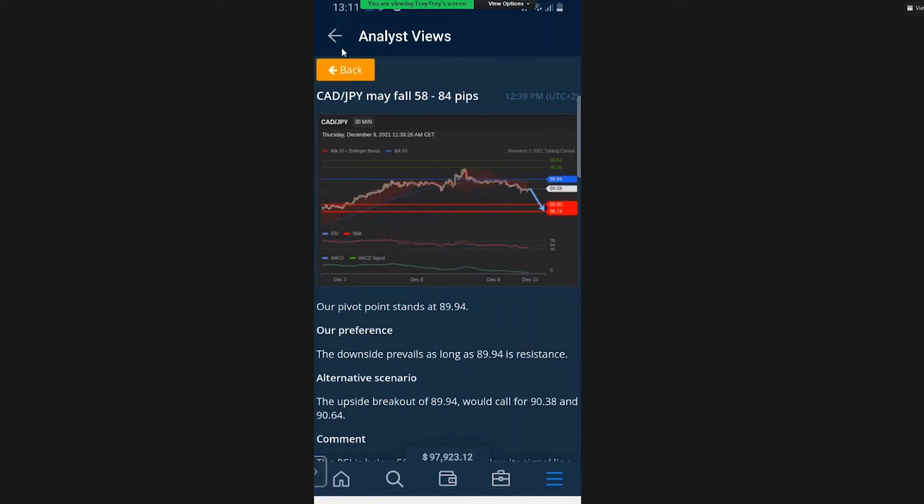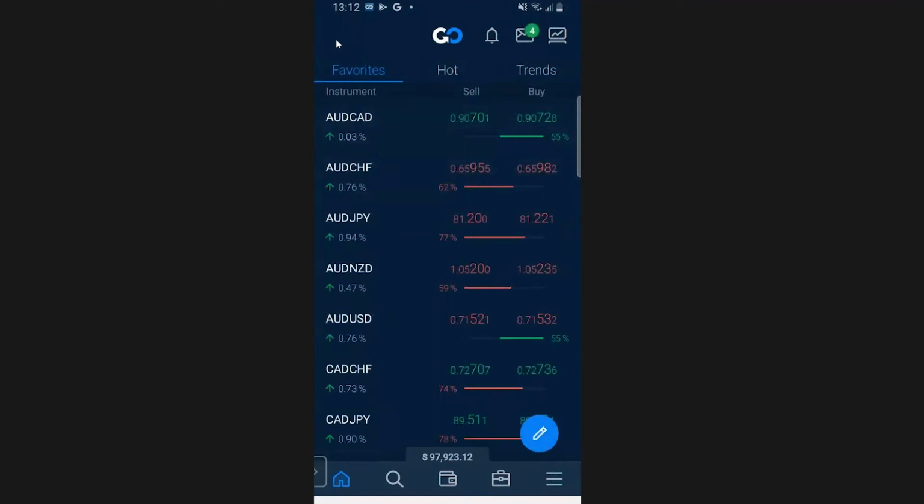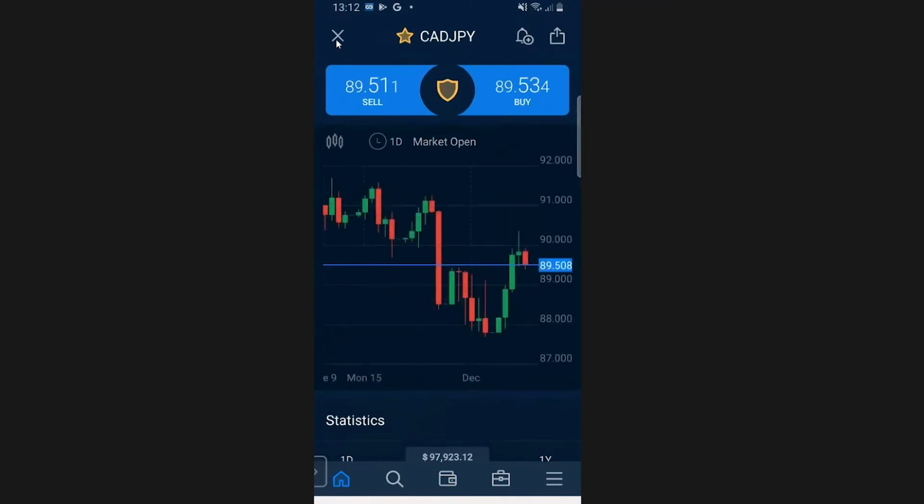Okay, so now all we have to do is go to the Canadian JPY. Keep in mind these price levels, 89.94. As long as we're below that, we can sell. And as long as we're above the support, it hasn't reached the take profit price yet. Okay, so then let's go back and let's take a look at the Canadian JPY. And let's look at the chart and see what it shows us.